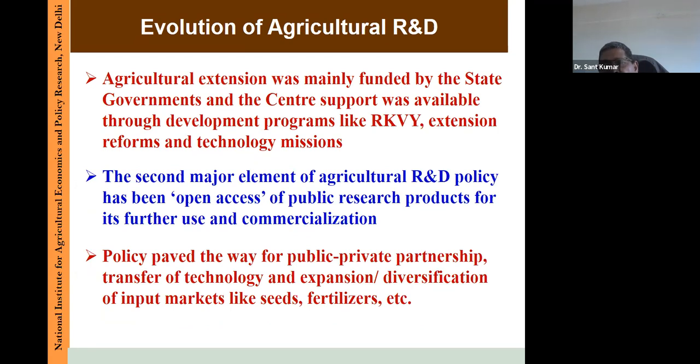The second major element of agriculture R&D development has been the open access of public research products, for further use and commercialization. So policy paved the way for public-private partnership, transfer of technology, and diversification of input markets, particularly seeds and fertilizer.